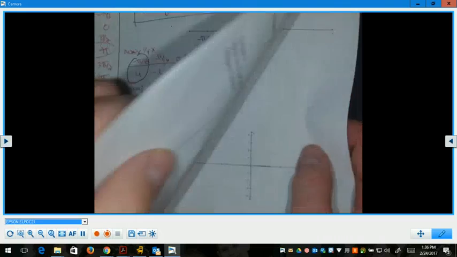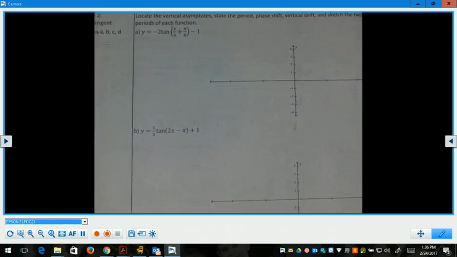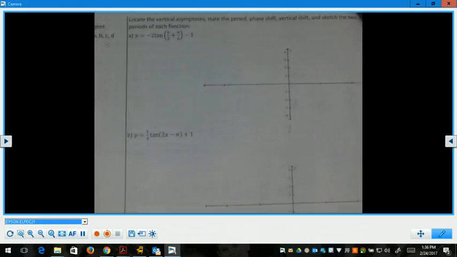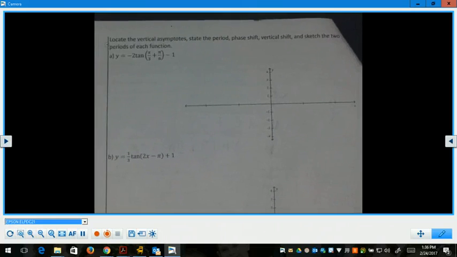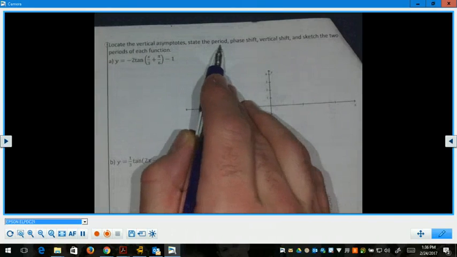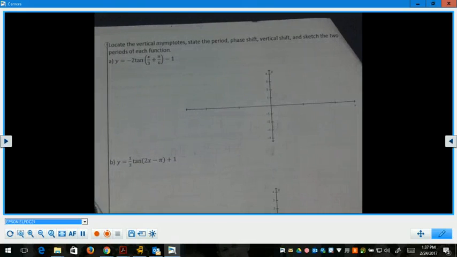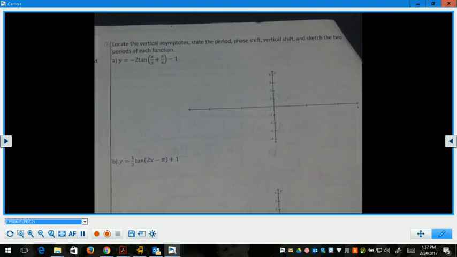All right, when you're ready, flip the page over. Now we have this with other transformations, including vertical stretches, vertical compressions, phase shift. So now that we kind of have a general understanding of how to graph tangent, the parent function, and change the period, we're going to look at doing all transformations with it. So again, we're asked to locate the vertical asymptotes, state the period, state the phase shift, state the vertical shift, and sketch 2 periods. So we're going to make another table going for 2 full periods.